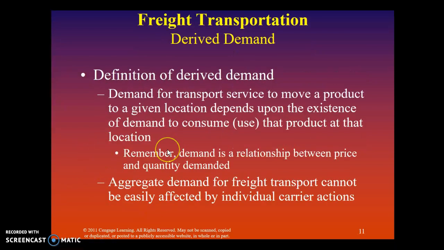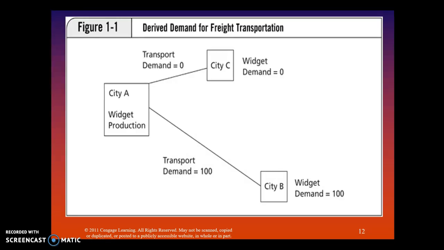When we talk about derived demand in freight transportation, we want to make sure we understand the definition. We can move a product to a certain location, but it is also dependent upon the existence of a demand to consume or use that product at that location. It is the relationship between price and quantity demanded. And when you think about aggregate demand for freight transport, it can't be easily affected by individual carrier actions. Figure 1-1 shows the derived demand for freight transportation relationship.